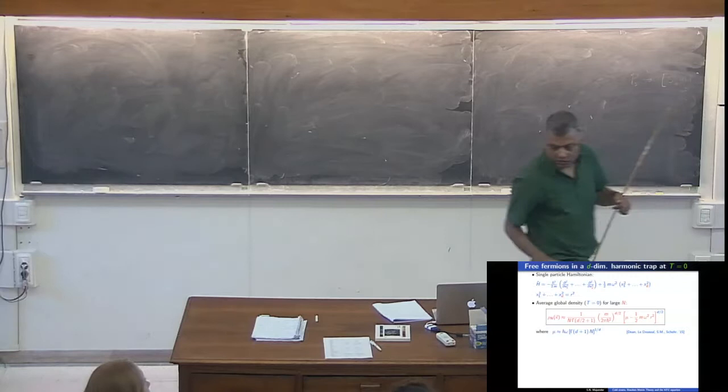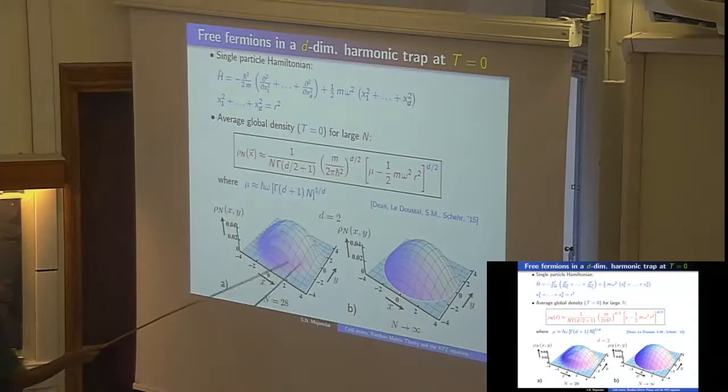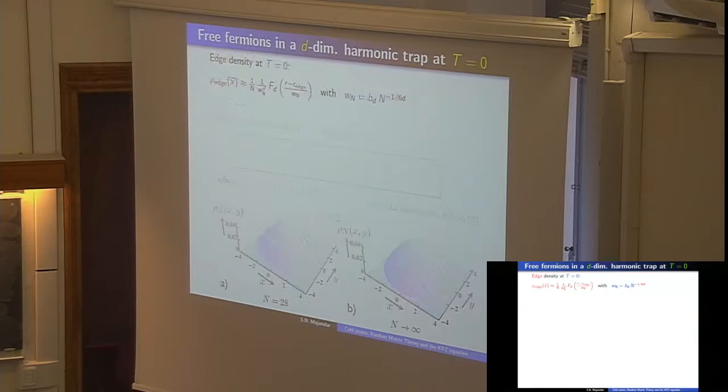Let me see if I have some picture. Yeah, so for instance, this is a two-dimensional case. So D equal to 2, that means it's mu minus r squared, where mu is just the Fermi energy. So you have this cap here. This is the analog of the semicircular law in D equal to 2. This is just a simulation of the problem for N equal to 28 particles, and you can see that it sort of follows it, essentially.